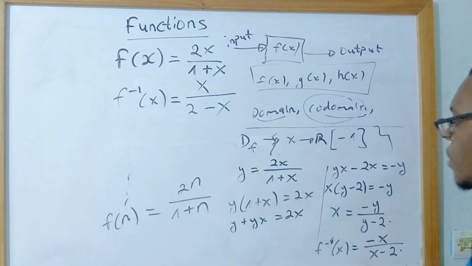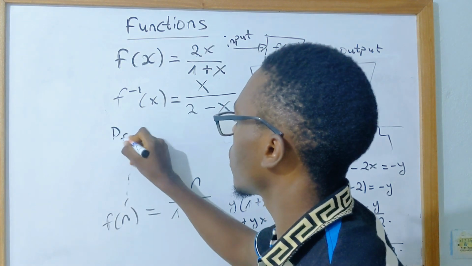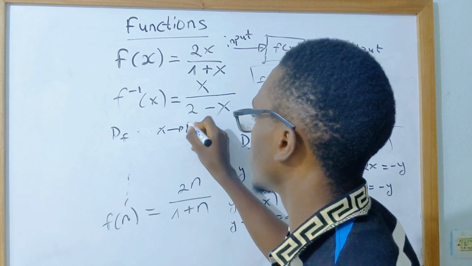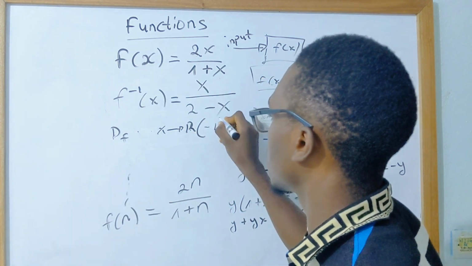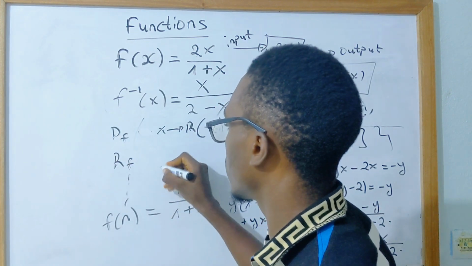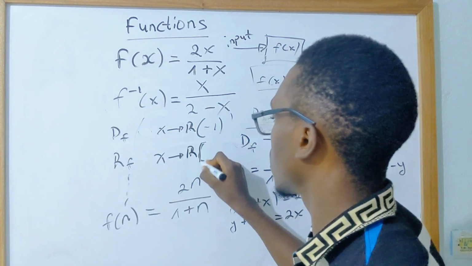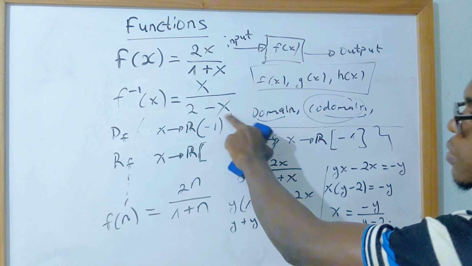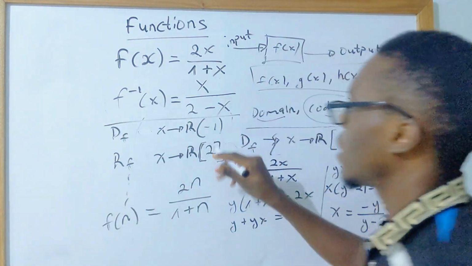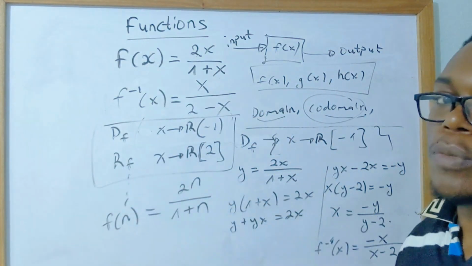Hence, the range at this point will be what? The domain of f will be x, will be what? x belonging to a set of real numbers, excluding what? Negative 1. And the range of the function will be what? x belonging to a set of real numbers, excluding what? We are going to exclude here what? 2. Because if x is 2, this function will not exist. Hence, that is what we call the domain, and the range or the codomain.